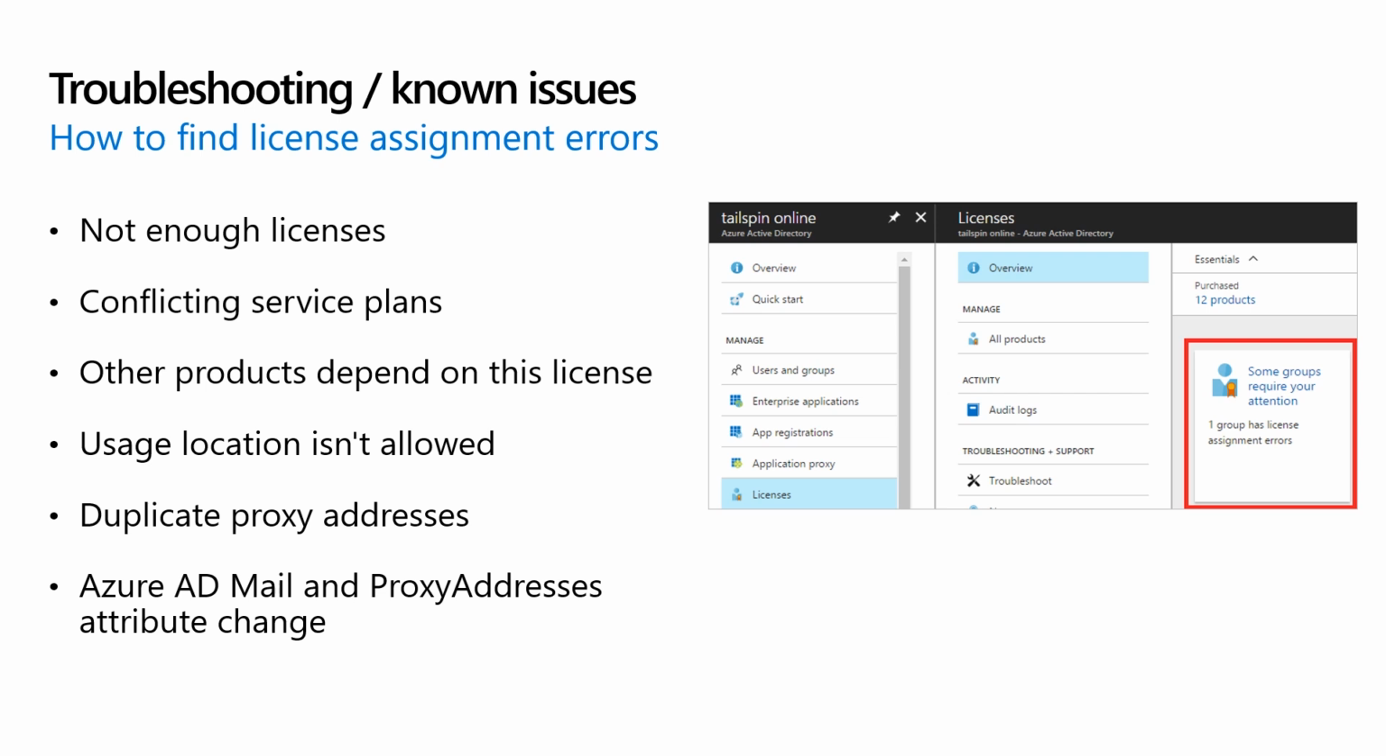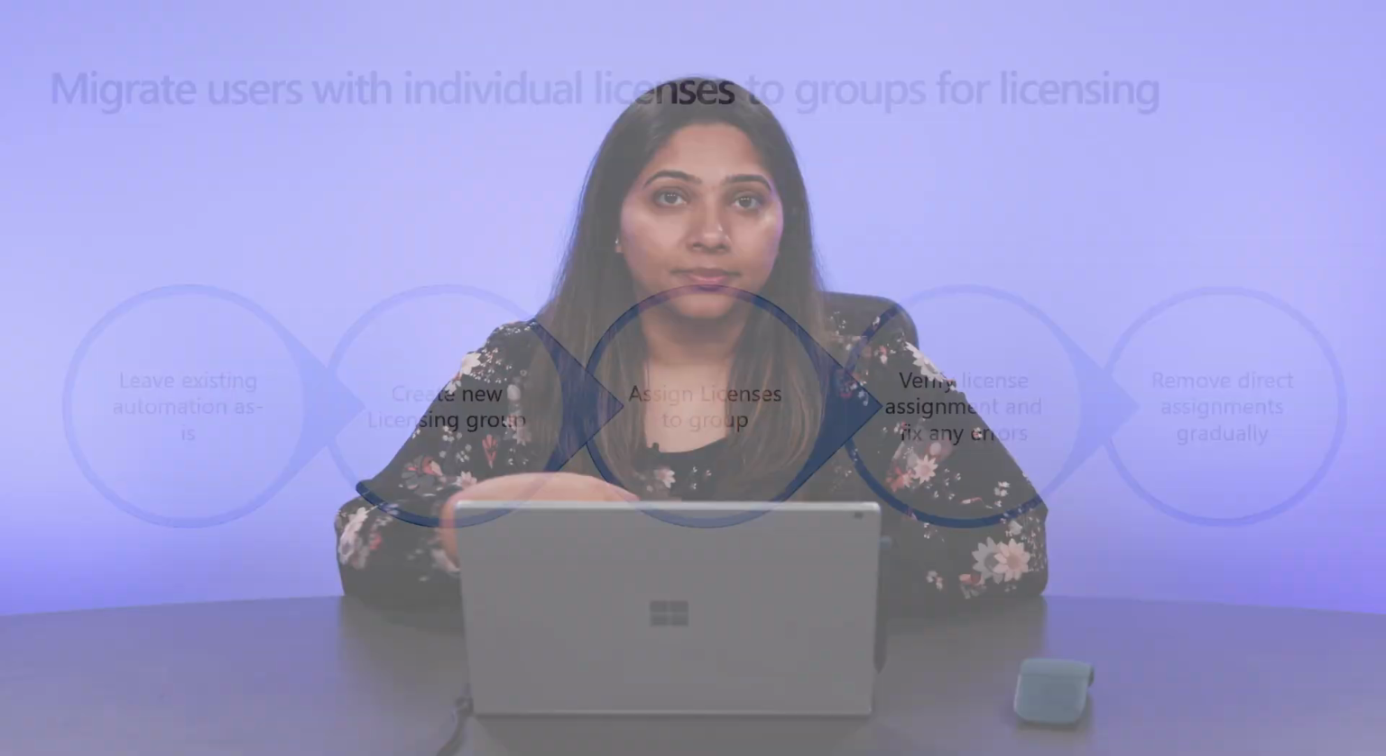Some products and service plans may have dependencies on other service plans or products. If Azure AD attempts to remove the underlying service plan with dependencies, it will result in an error. If you use Exchange Online, some users in your tenant might be incorrectly configured with the same proxy address values. This will cause license assignment errors due to duplicate proxy addresses.